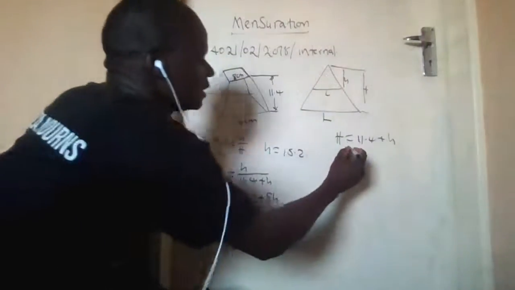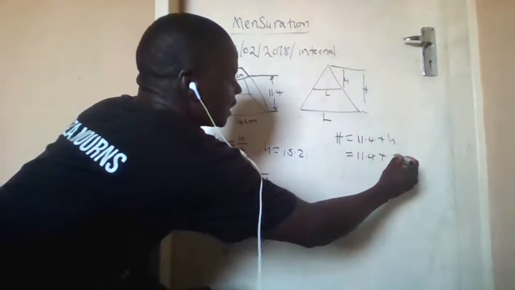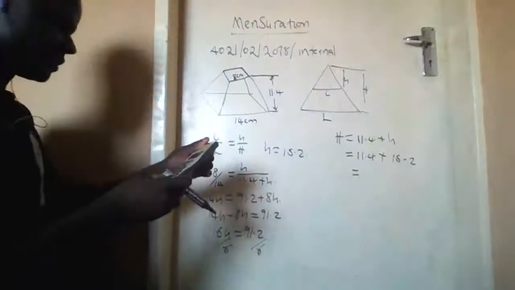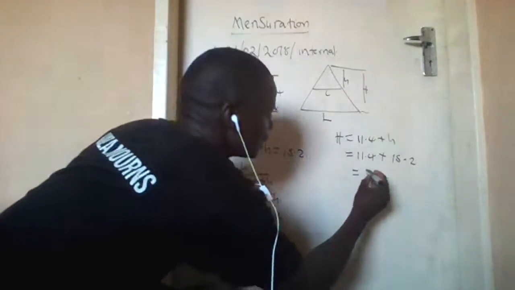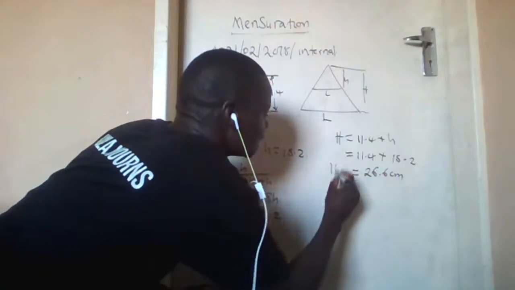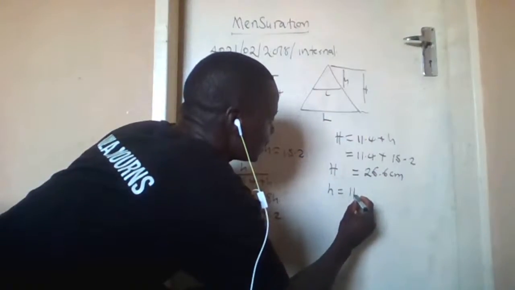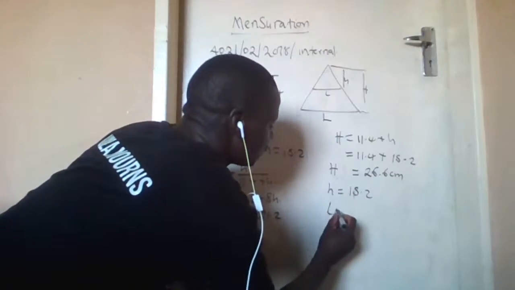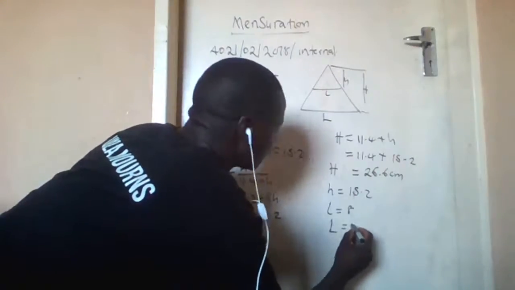Then how do you find the big H? It's 11.4 plus 15.2. So what will be the answer? The answer will be 26.6 centimeters, which is the big H. The small h is 15.2. The small l is 8. The big L is 14.